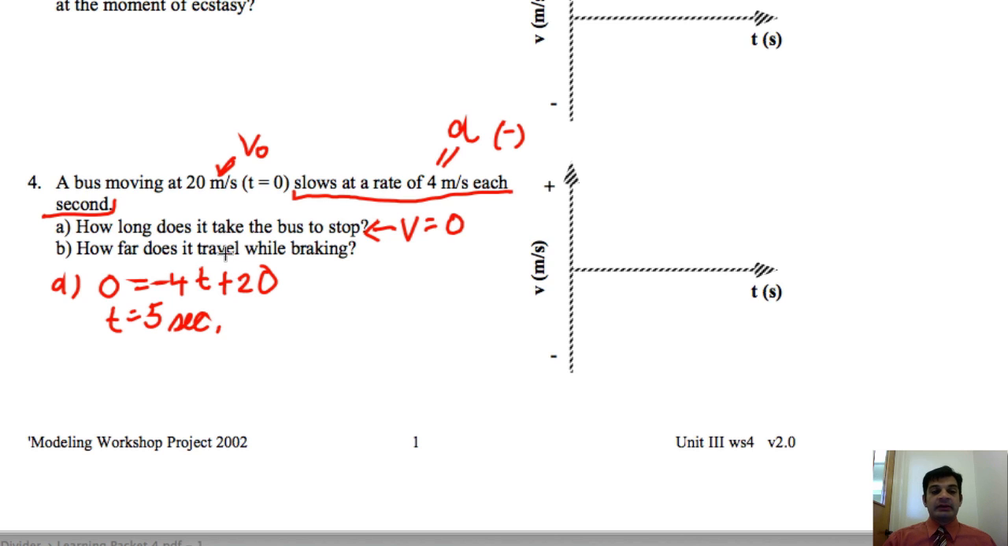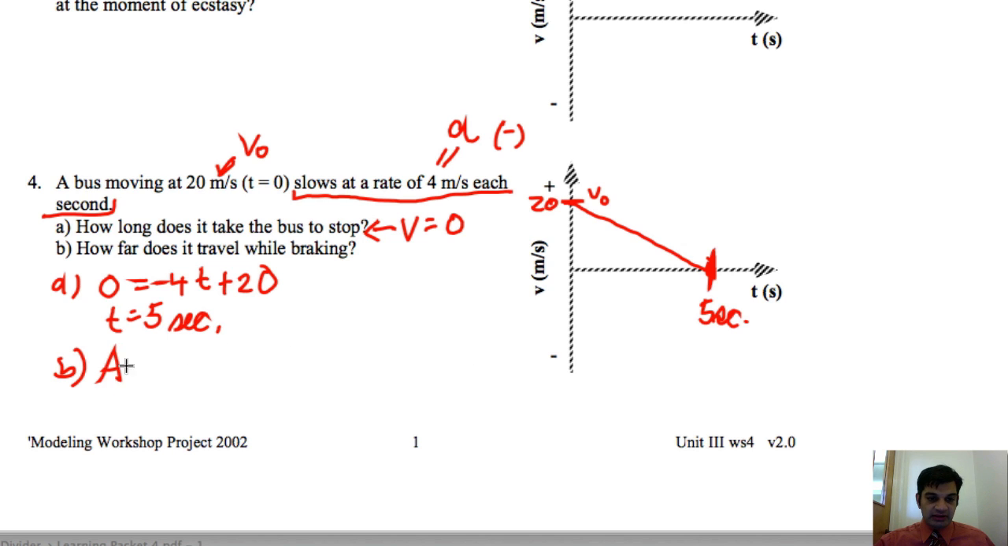Now, the next question we have is how far does it travel while braking? So let's go ahead and set up our graph. So we start at a velocity of 20, so that's V naught. And then we brake like this. And we do that at 5 seconds.